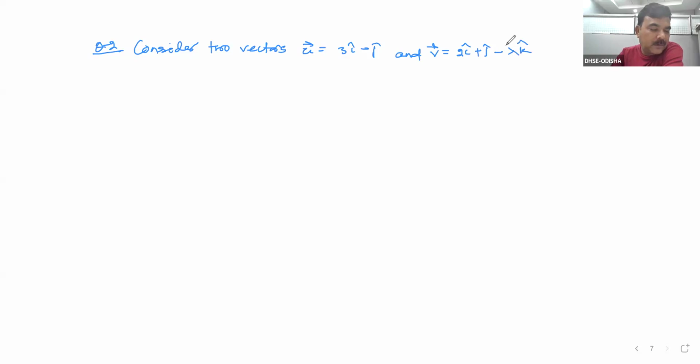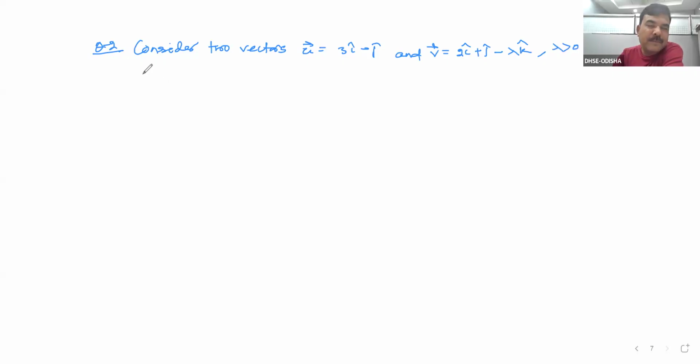Consider two vectors. U equals 3i cap minus j cap, and vector V is equal to 2i cap plus j cap minus lambda k cap, where lambda is greater than 0.